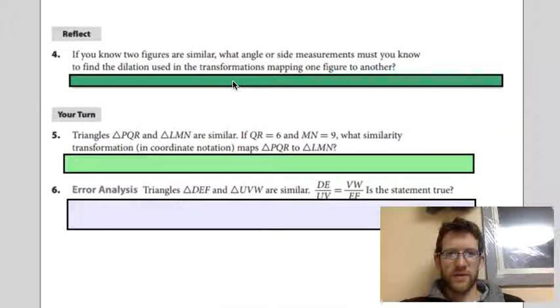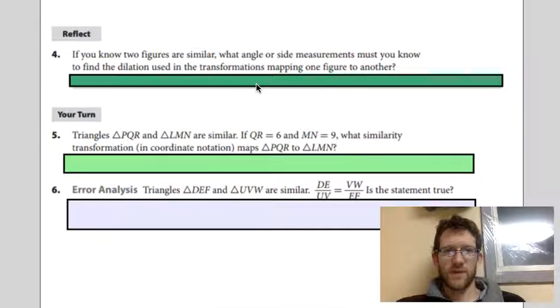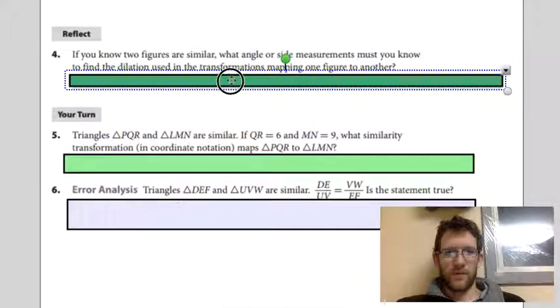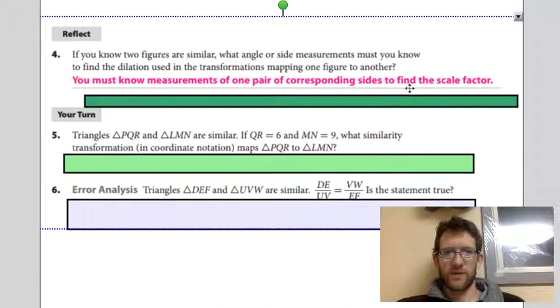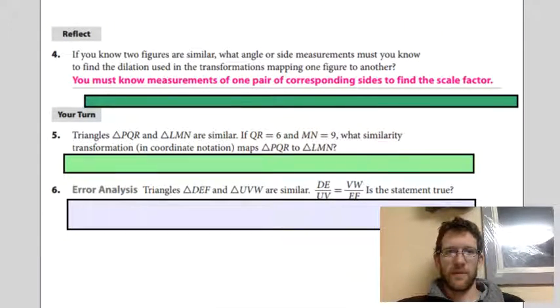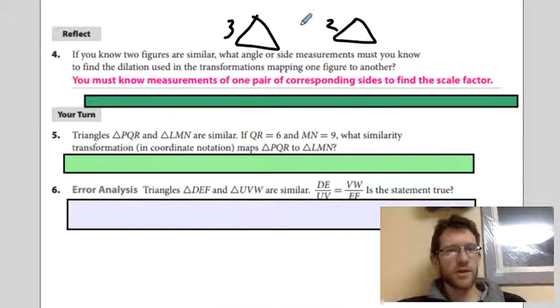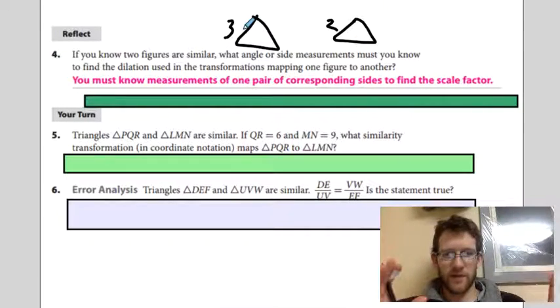You know two figures are similar. What angle or side measurement must you know to find the dilation used in the transformation mapping one figure to another? Well, we must have at least one pair of corresponding sides, right? Just because you find a quick example, if you know this is 3 and you know that this is 2, you're like, oh yeah, there's a ratio between those. We're good. No.